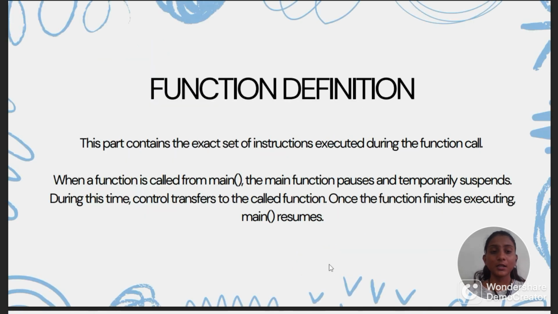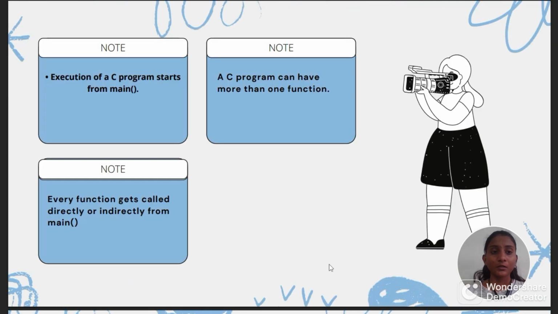Function definition. This part contains the exact set of instructions executed during the function call. When a function is called from main, the main function pauses and temporarily suspends. During this time, control transfers to the called function. Once the function finishes executing, main resumes. Note: execution of a C program starts from main.